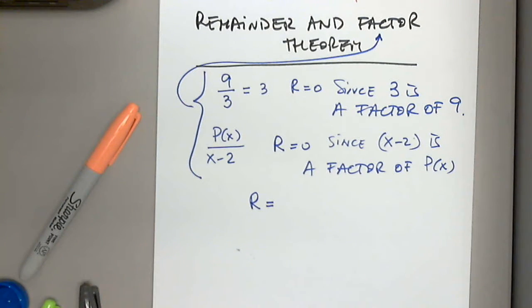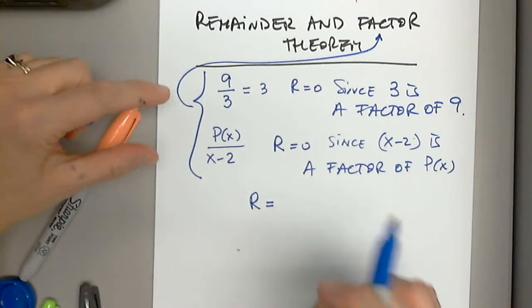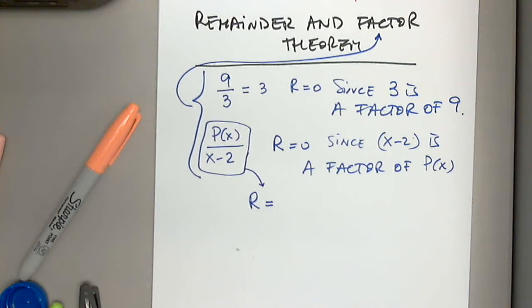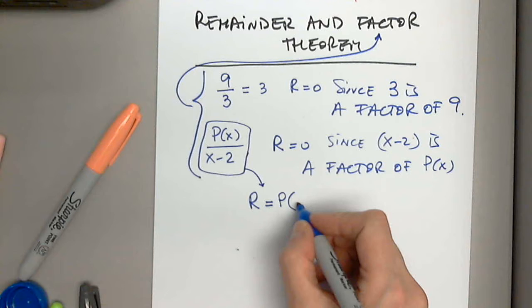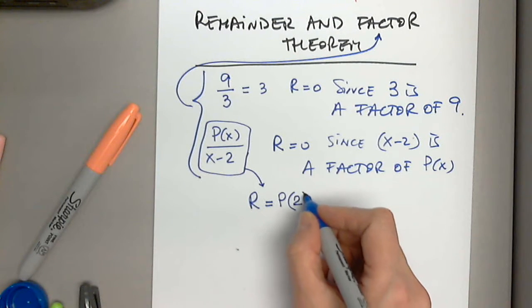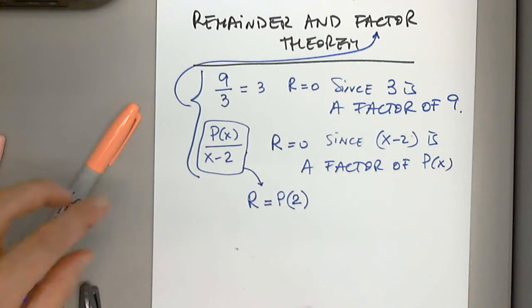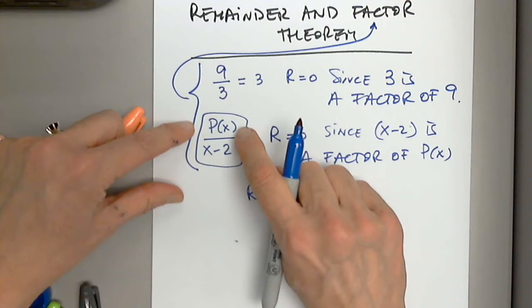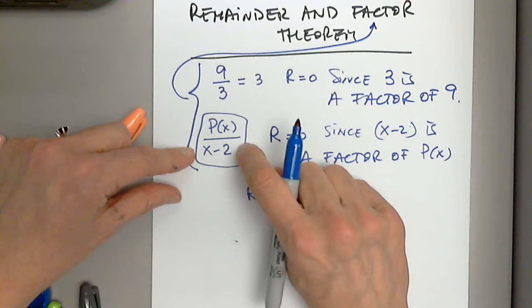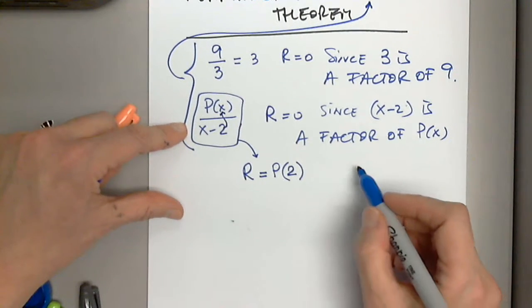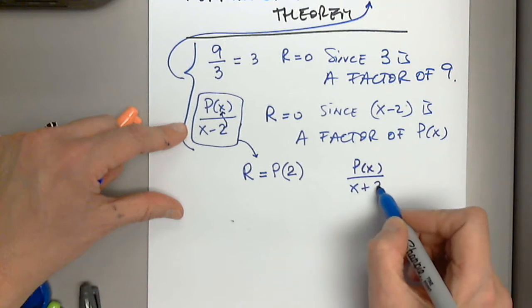Another way. I want a third way. How will I determine this? I don't want to find the quotient. How will I find the remainder of this division, p of x over x minus 2? The remainder will be p evaluated at? Exactly. So if I want to determine the remainder of this division, all I have to do is plug in 2.